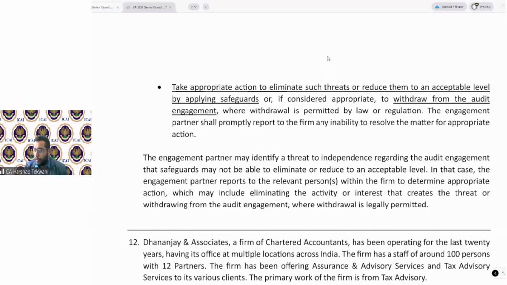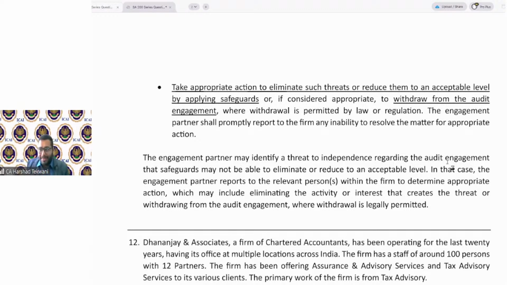So there is one doubt. In what cases is withdrawal from the engagement permitted by law? See, when you go through the Companies Act or Companies Audit, there are some guidelines with respect to withdrawal from an engagement in the case of listed entities. The guidelines were issued by SEBI. There was a circular on the resignation by the statutory auditor. So you cannot withdraw from the engagement until certain conditions are satisfied. In that case, law prohibits withdrawal from the engagement. So subject to that, you can withdraw.